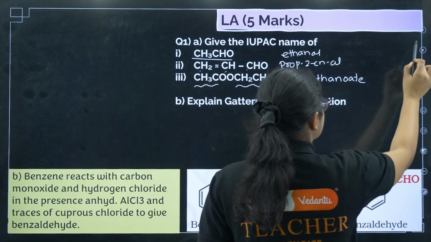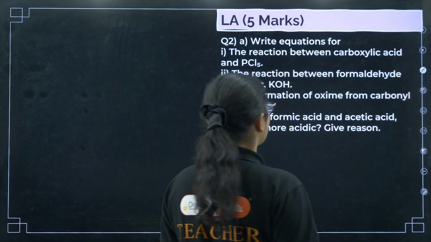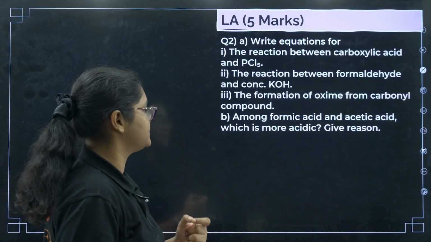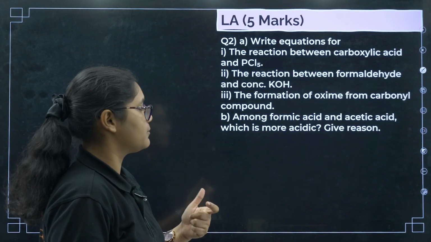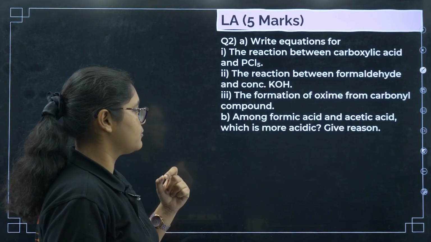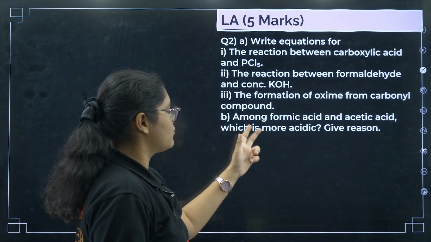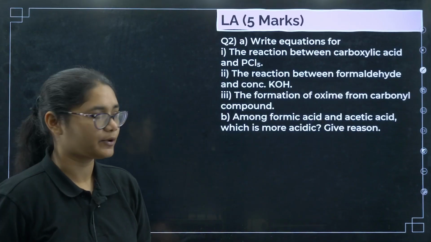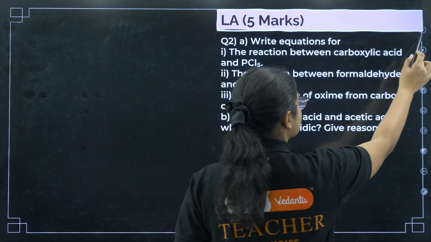Okay. Next, question number 2: write the equations for the reactions between carboxylic acid and PCl5, the reaction between formaldehyde and concentrated NaOH, and the formation of oxime from a carbonyl compound, and then among formic acid and acetic acid, which is more acidic and why. These are very simple reactions.